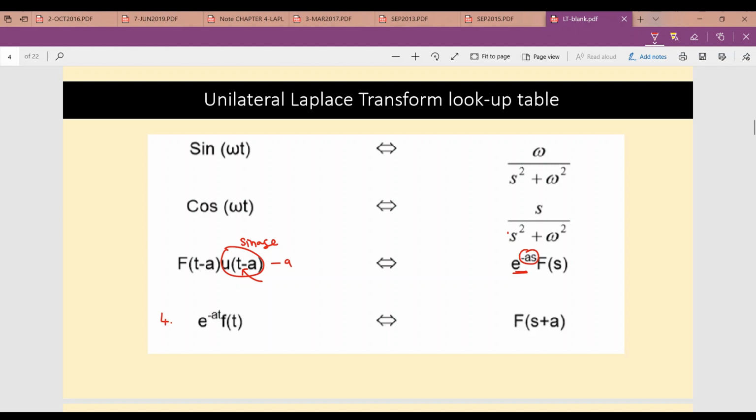Okay, so it is different from number 4 here. This one we call shifting in S domain. Shifting in S domain is produced because there is an exponent in T domain here. But when the exponent is negative a t, the shifting inverts the sign, so the sign will become positive. If the exponent is e to the at, the sign is s minus a.